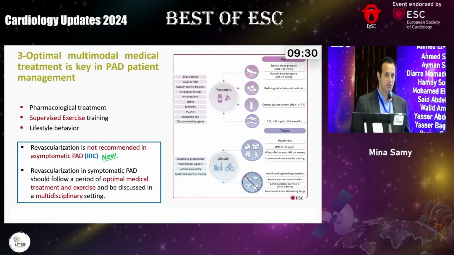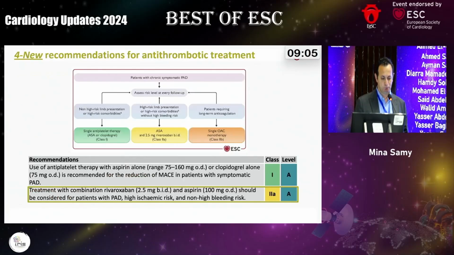Regarding revascularization, what's new in the guidelines is that revascularization for asymptomatic peripheral arterial disease patients is no longer recommended, it's class 3. And it is recommended in symptomatic peripheral arterial disease patients only after optimal medical treatment and exercise. So this ensures the importance of medical treatment and exercise, like in chronic coronary syndromes.